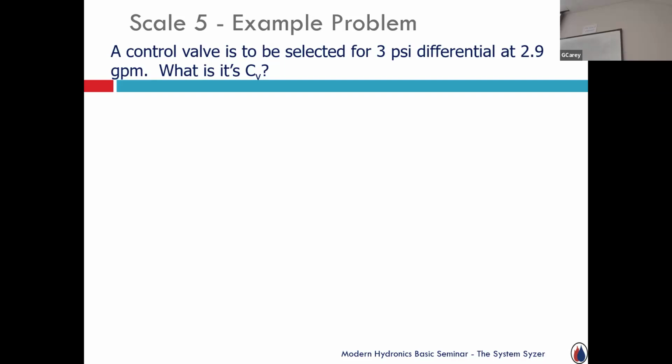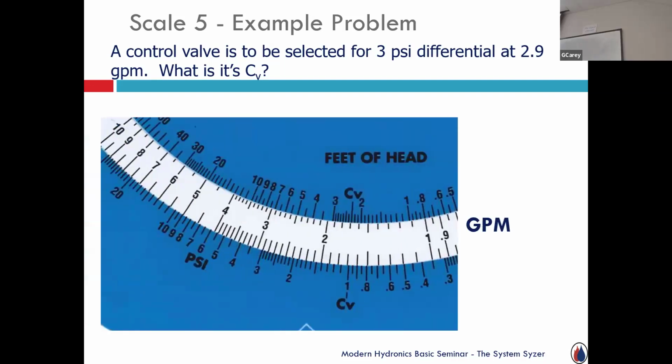So if I provide a valve that has a fairly high pressure drop, it has better valve authority. As it strokes, it really impacts the flow, which impacts the output of the heat transfer, air or water. So that's why a control valve might be selected with this 3 PSI differential to control 2.9 gallons a minute. What's the CV? Yes, sir.